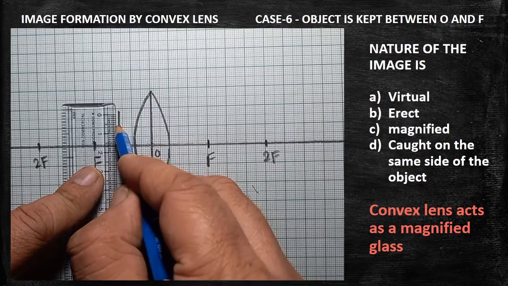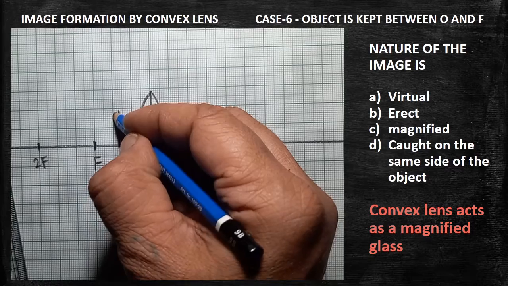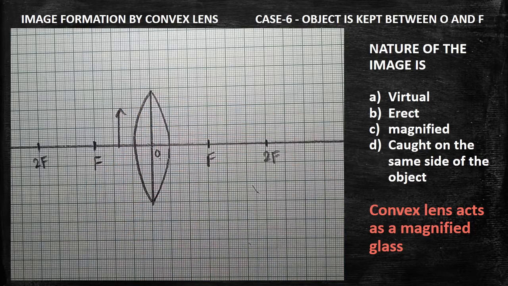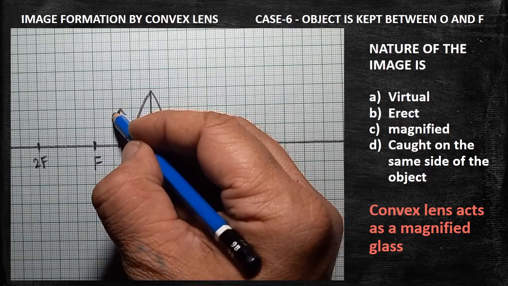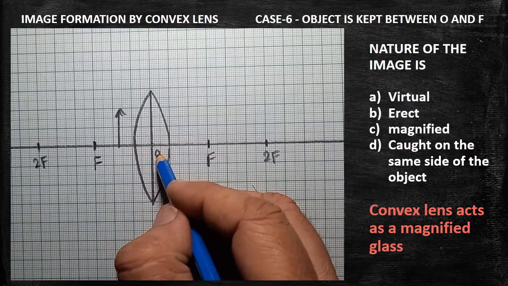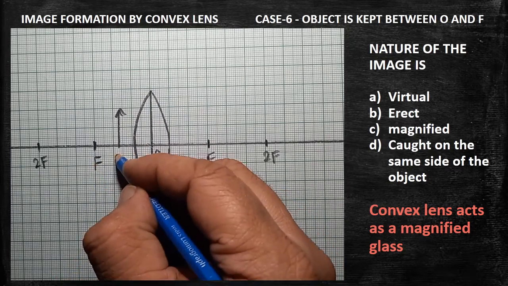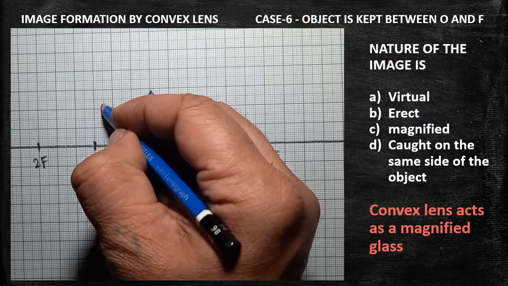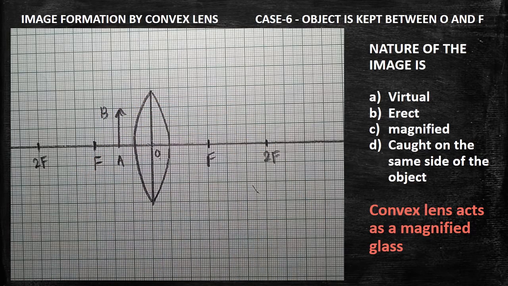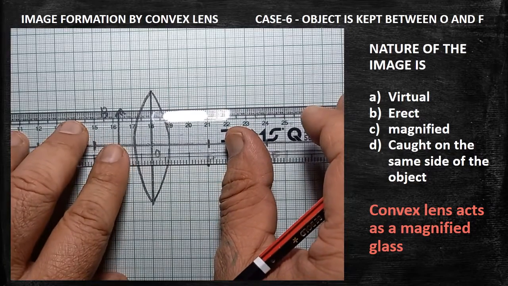Now the lens will act as a magnifying lens. I have kept the object between which and which, O and F. Now this one can be named as A and B. Are you clear? Now I am going to draw the ray diagram. Very important case this one. It is kept between O and F.